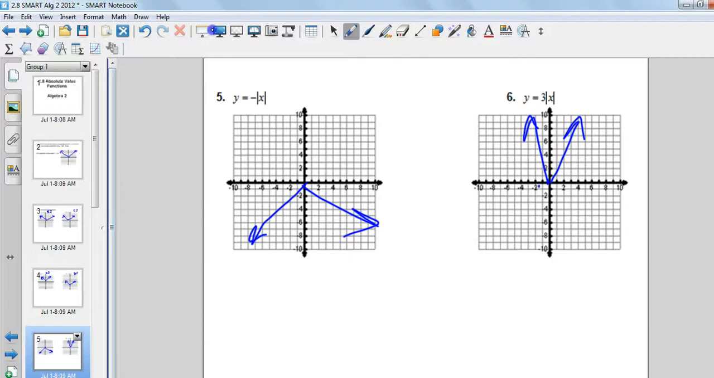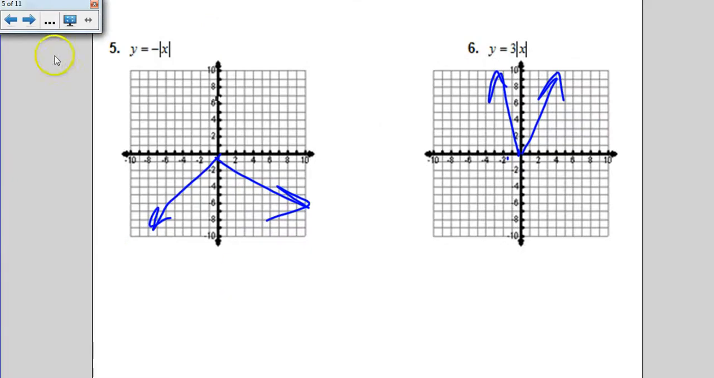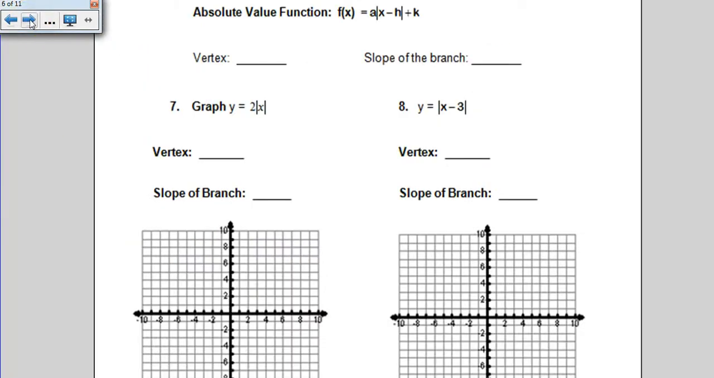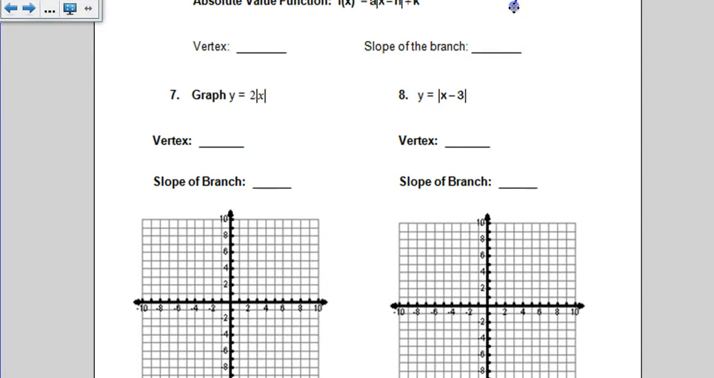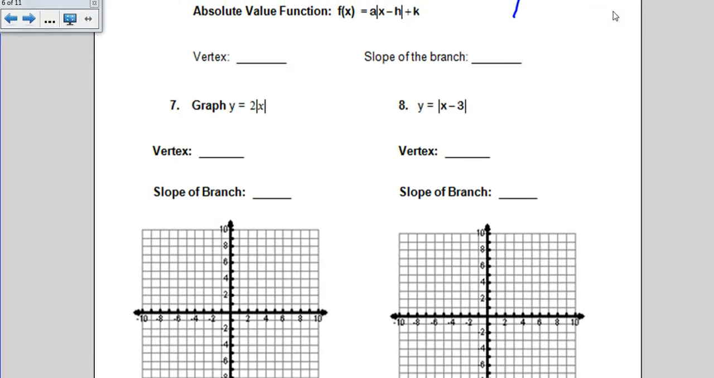So I know we all love to use our calculators, and calculators are great. However, these are a lot quicker if you do them without your calculator, because I'm going to ask you a lot of questions about them. So the first thing I'm going to ask you to do is look at the general function, which is y, or f of x, equals a times the absolute value of x minus h plus k.